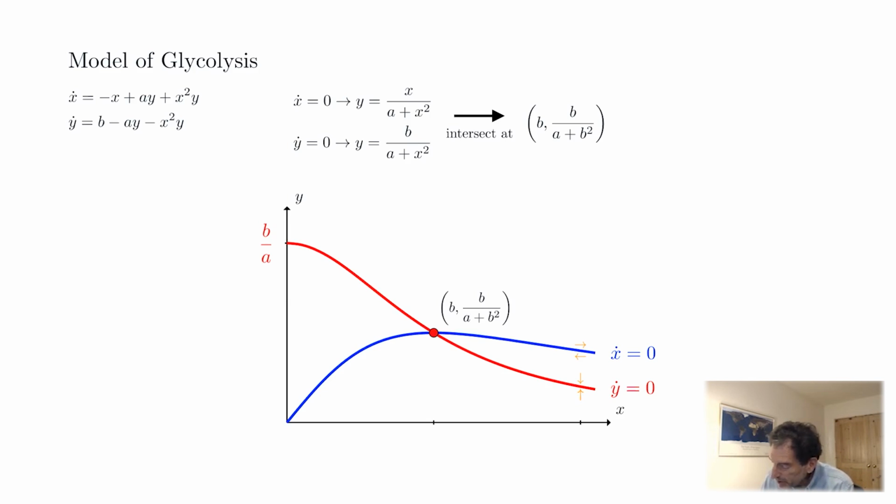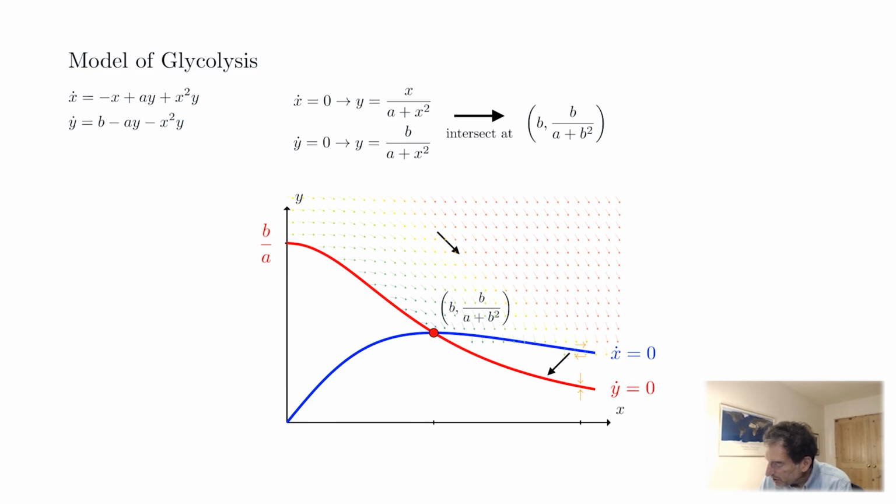In the upper right region, the flow is to the right and down. In this little wedge-shaped region between the two nullclines, the flow is down and to the right. Below both nullclines, the flow is up and to the left. And finally, in this region, the flow is up and to the right. So this suggests that the flow is going to be some kind of a cycle about the fixed point.